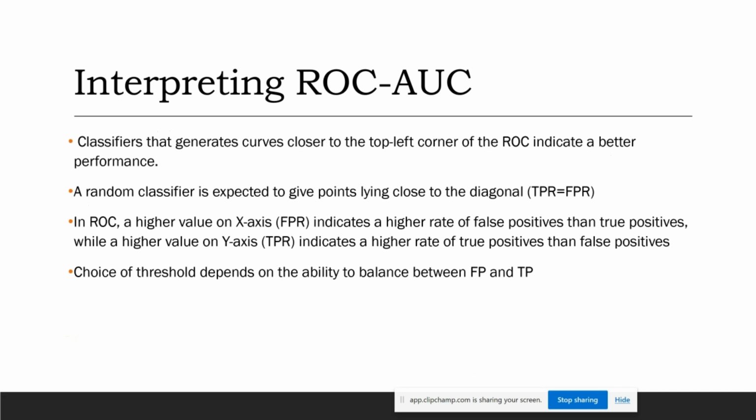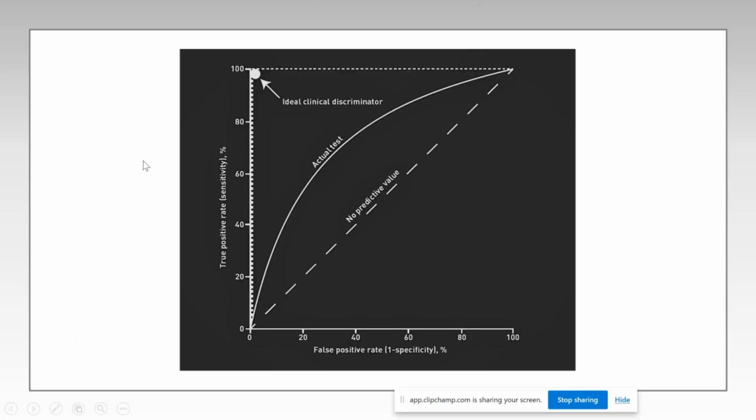Now, talking of interpreting ROC AUC score. So first of all, talk of interpreting ROC curve. The classifier that generates curves closer to the top left corner of the ROC indicates a better performance. For instance, a curve that would be vertical starting at 0,0 and horizontal otherwise is the best ROC curve. Theoretically, this curve is the best ROC curve.